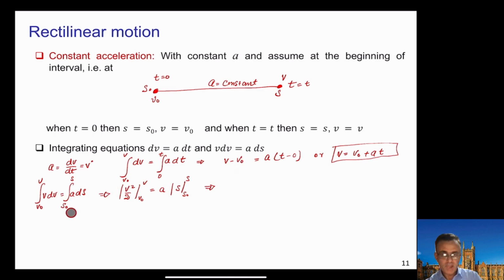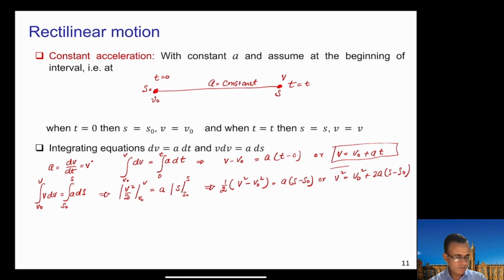So you will say that it's v square minus v naught square, we are just putting the limits of integration, so the upper limit minus lower limit. And on the right hand side, what you have is a times s minus s naught. So again you can simplify this equation: v square is equal to v naught square plus 2a times s minus s naught. So again, this is another equation that we derived from here.